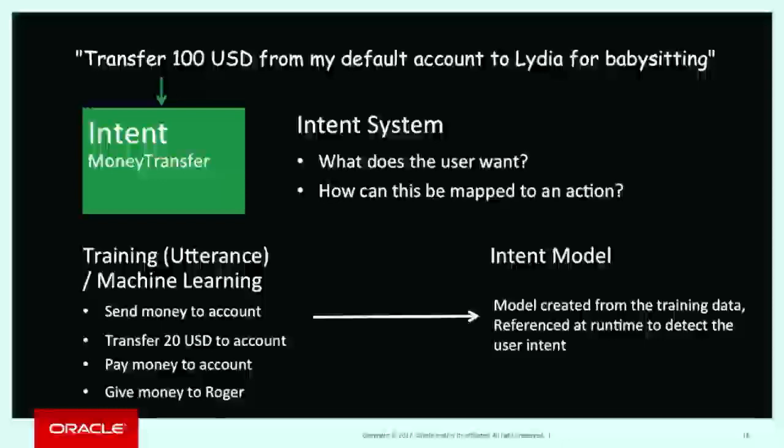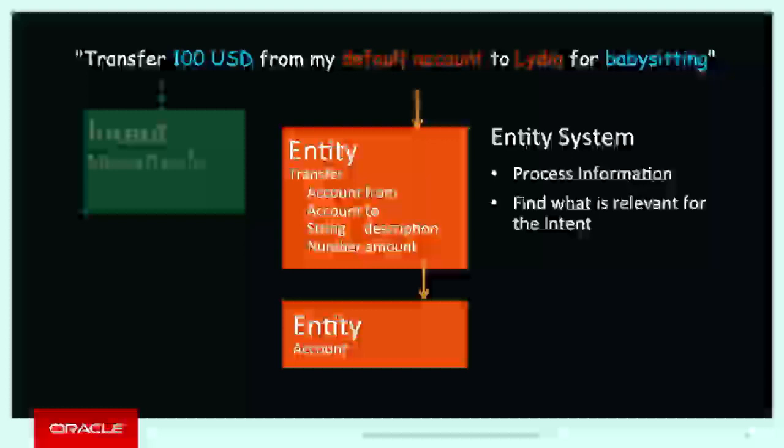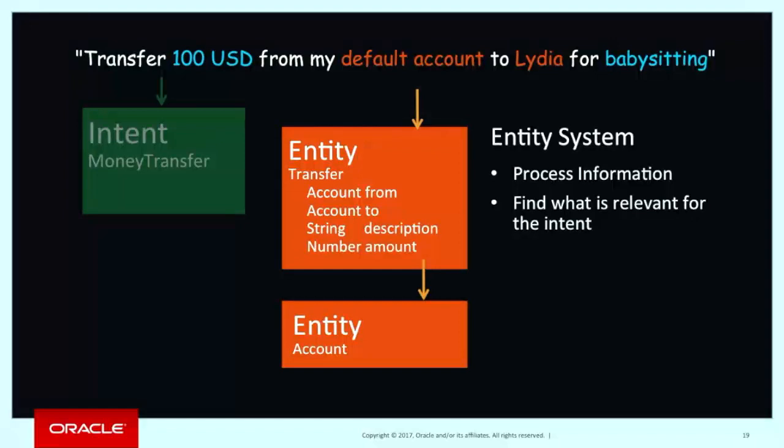But there's more in this sentence than just the transfer. $100, default account, Lydia and babysitting are information within that sentence that you and I would understand immediately. Now the machine will have to be trained on that as well. And this is what we do through entities. Sounds familiar? If you're a Java developer, a C++ developer, or any kind of developer, an entity is a kind of variable that holds a specific set of information. For transfer, it will need to know about the account that the money comes from, the amount, and the account that the money goes to. So you're creating entity models.